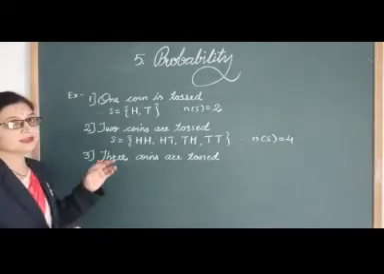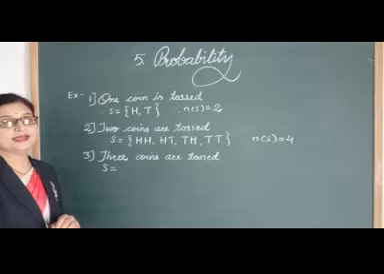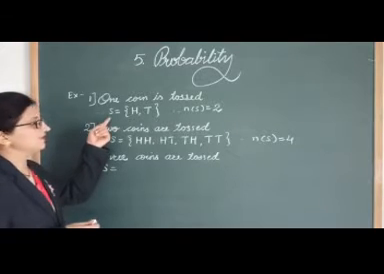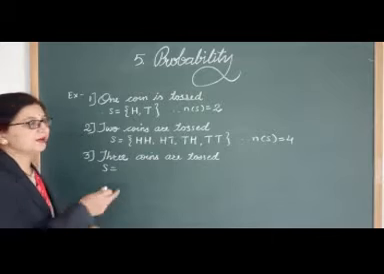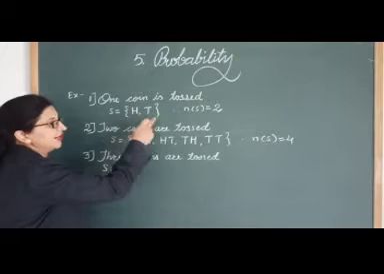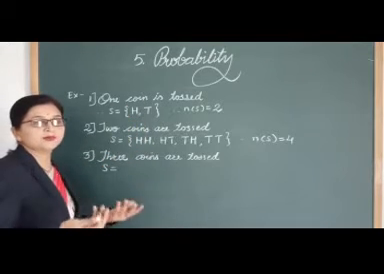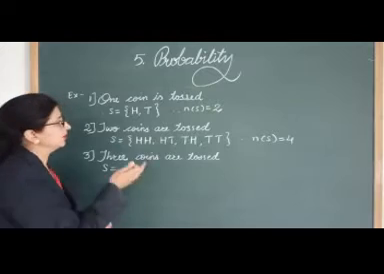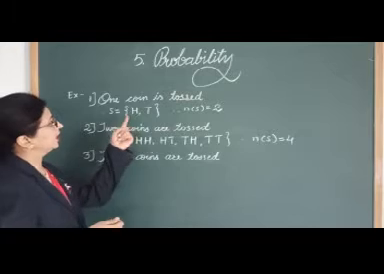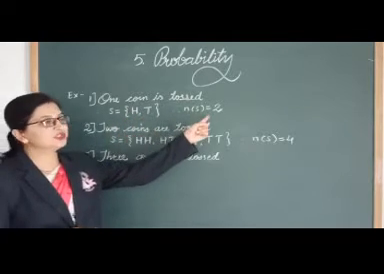So dear students, here we have some random experiments, like one coin is tossed. So what will be the sample space? As we said, the sample space is denoted by capital S, and its points we write in curly brackets. So one coin is tossed. What are the possibilities? What are the outcomes? Head or tail. So here, the number of sample points in the sample space is 2.